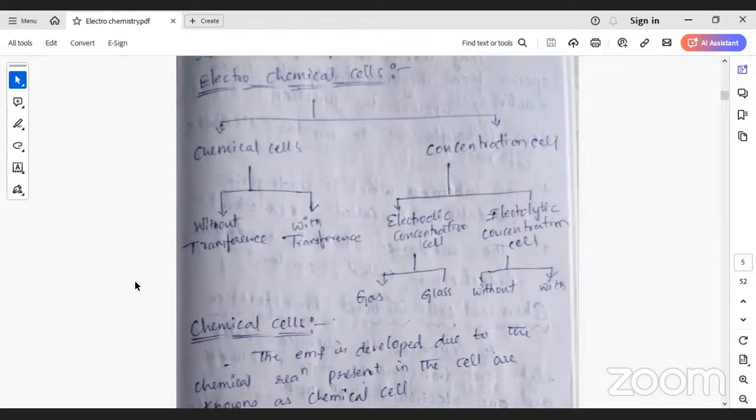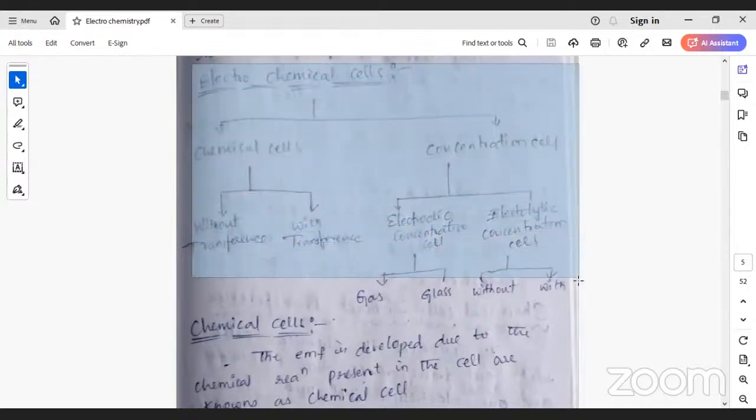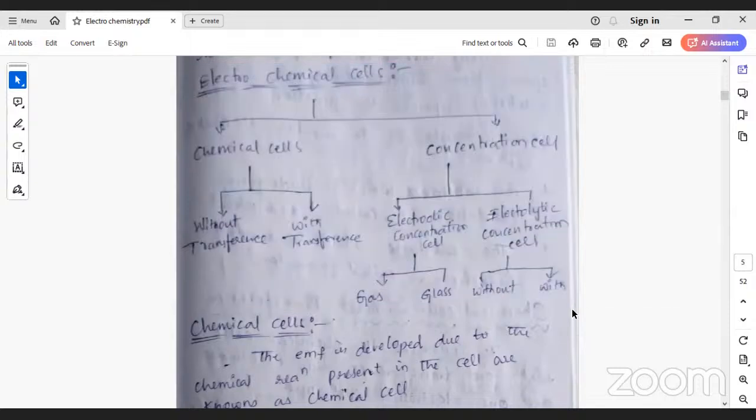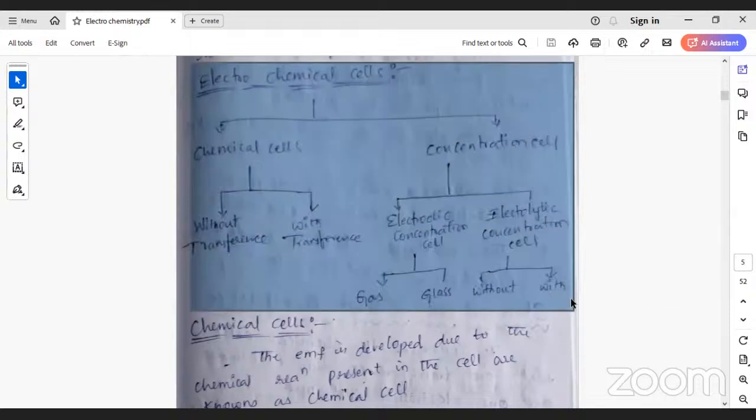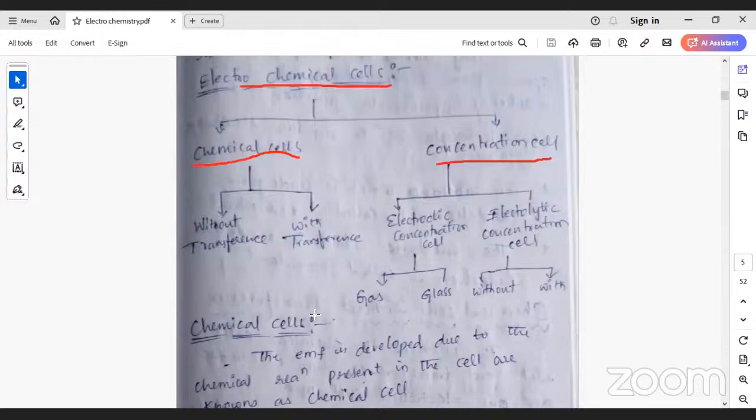Now one more topic will be there, that is the electrochemical cells. Electrochemical cells are classified into two types: one is the chemical cells and the other is the concentration cells.